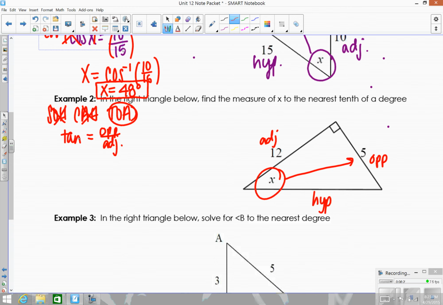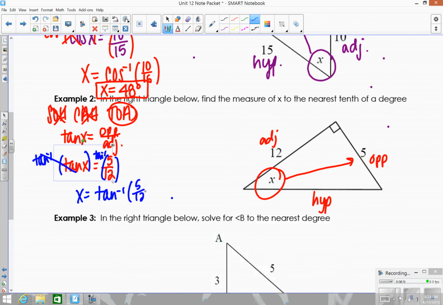And it's going to be tan of x, because you always take the trig function of the angle. So in this case, my angle is x. So tan x equals opposite, which is 5 over 12. Now we have to undo tan, so we're going to take the tan inverse of both sides. So the tans cancel, I get x equals tan inverse of 5 over 12.